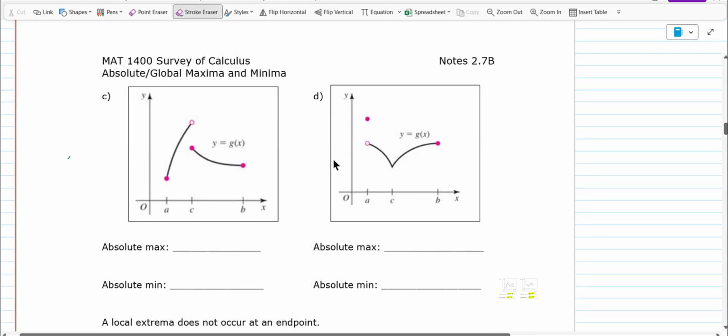Okay, next page. How about part C? What do you think about the absolute max? There's none. How come there's none?